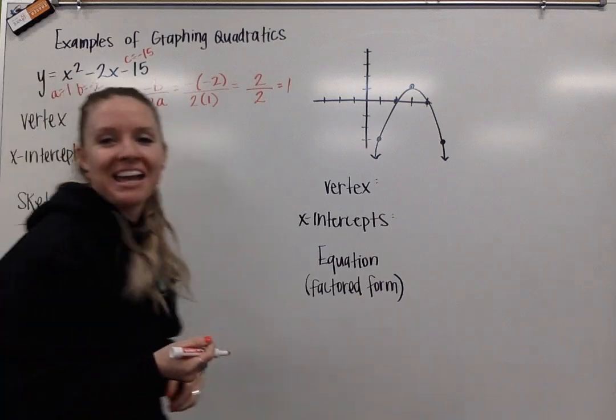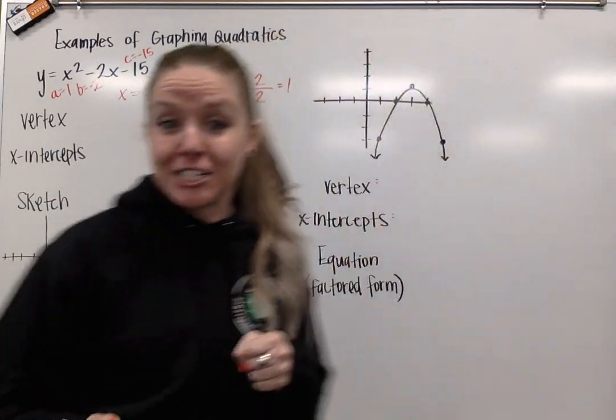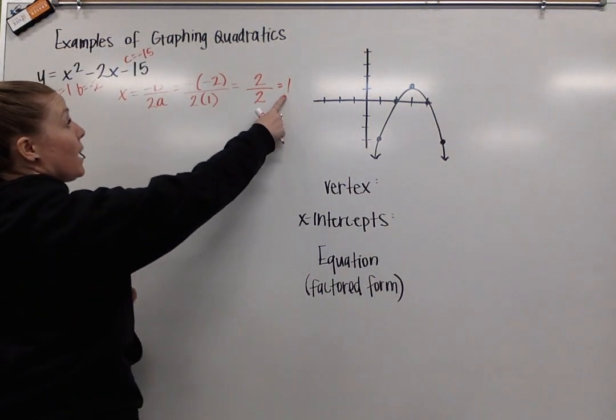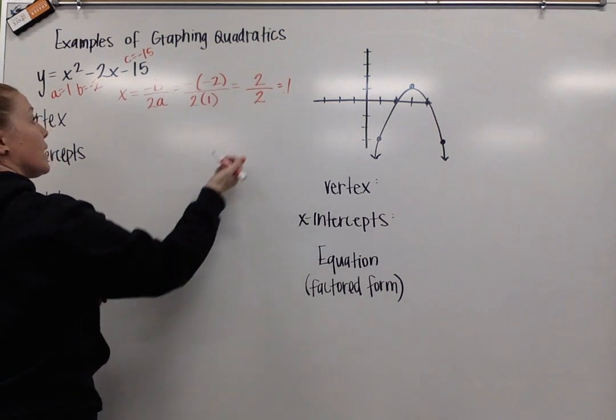I did my example wrong over there. Sorry, I was like, what did I do wrong? Let's just finish this up. All right, so we get 1. Negative b, so negative 2 over 2a, we get 1.